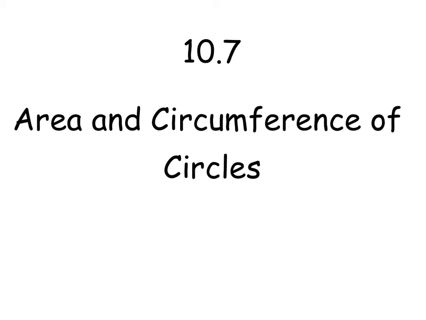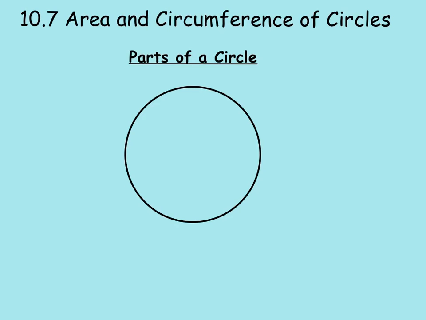Today we're going to find the area and circumference of circles. Let's review the parts of a circle. We have the distance from the center of the circle to the outer edge of the circle, and that is called the radius.